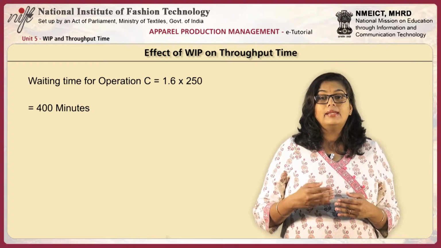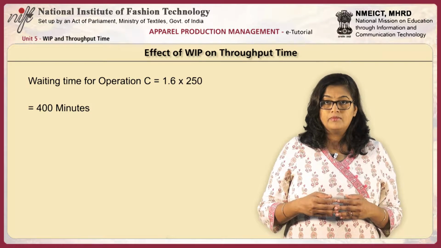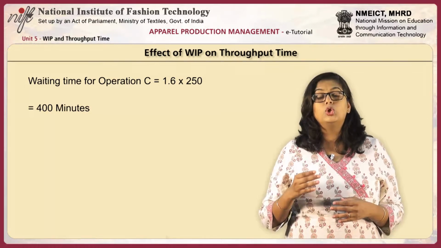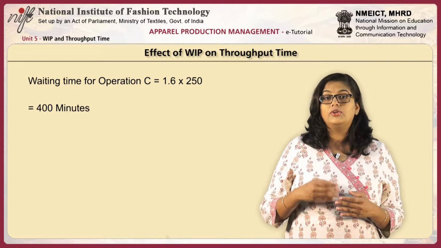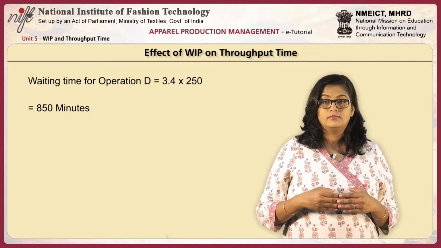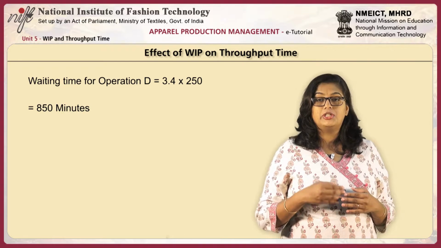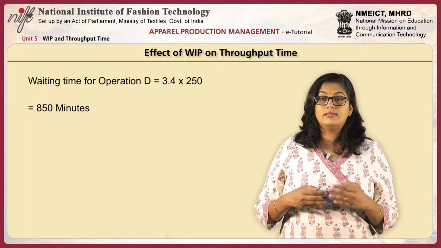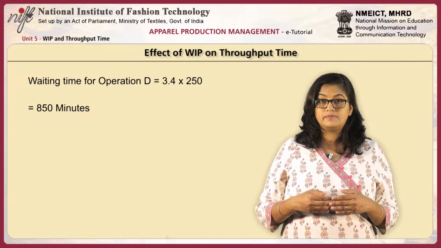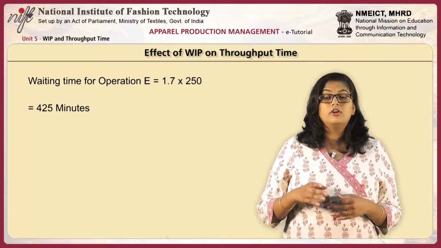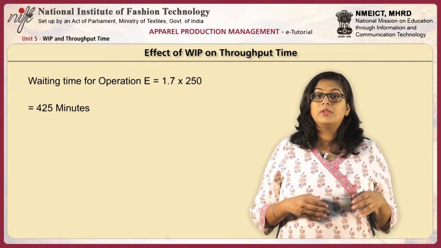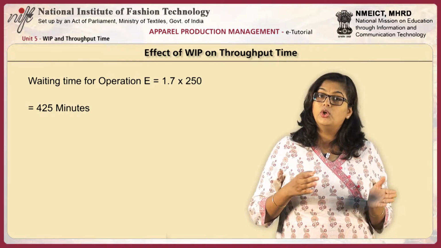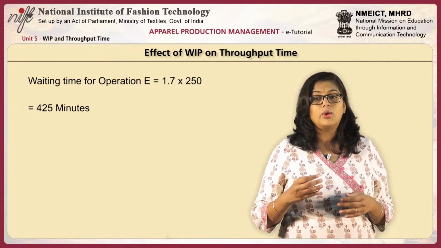Similarly, the waiting time for operation C is SAM of operation C, that is 1.6 minutes into 250 pieces, that is equal to 400 minutes. Waiting time for operation D is equal to 3.4 into 250 pieces, that is equal to 850 minutes. Waiting time for operation E is equal to 1.7 minutes, that is the SAM value of operation E into 250 pieces, which is 425 minutes.